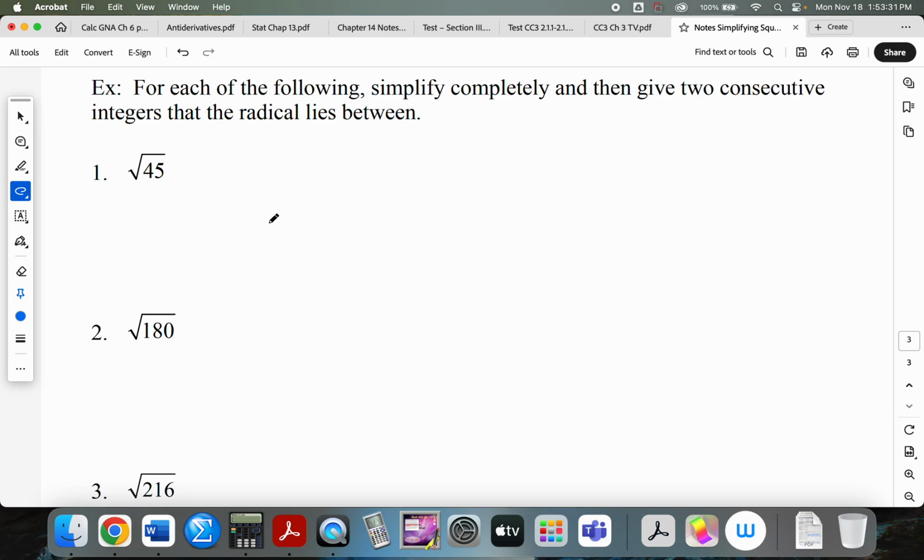I find more students do prime factorization than do perfect square factorization. I'll show you both on this one, but you have to know the perfect squares. What's a perfect square that'll divide evenly into 45? 5's not a perfect square, because the square root of 5 is not a whole number, is it?